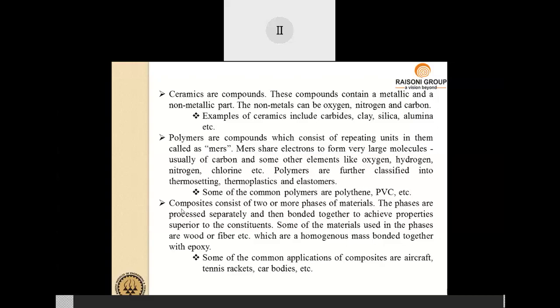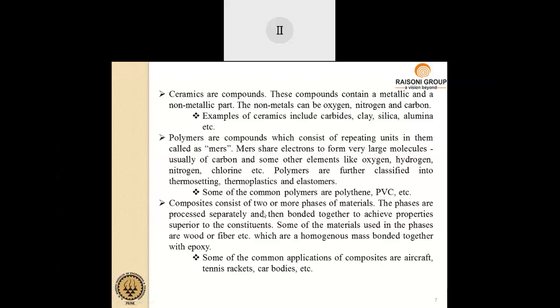Next, we told that ceramics are there, polymers are there, and composites. So what are composites? Composites consist of two or more phases of materials. The phases are processed separately and then bonded together to achieve properties superior to the constituents. Like in an alloy, what happens? Two different types of materials come together, and after mixing they make a superior product.